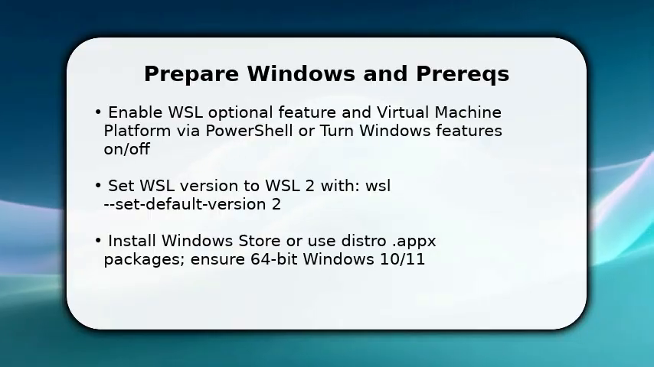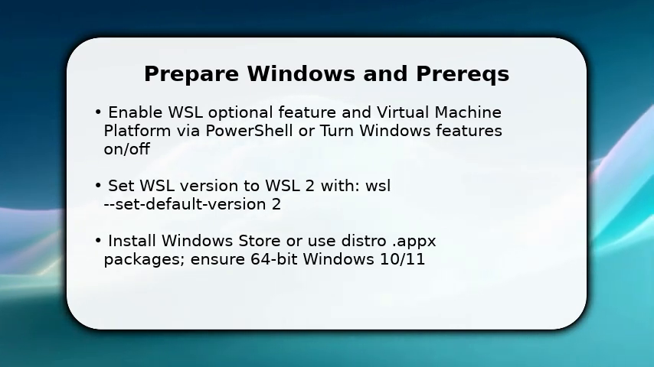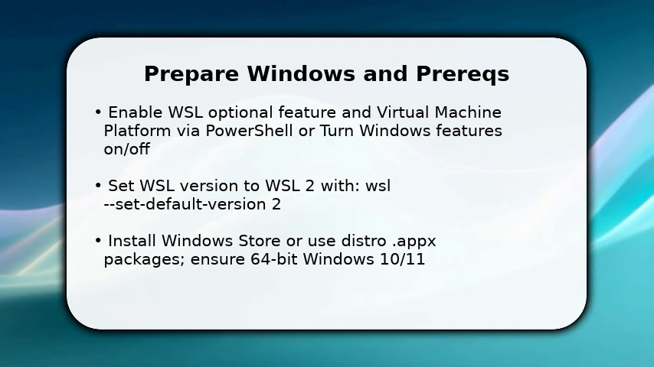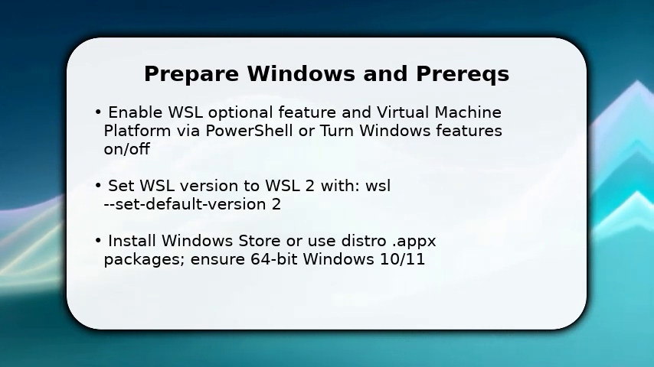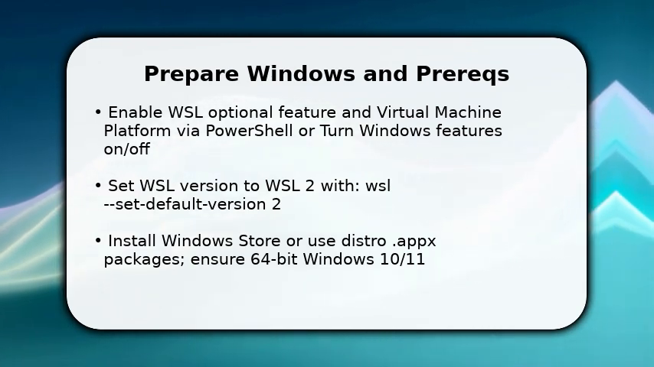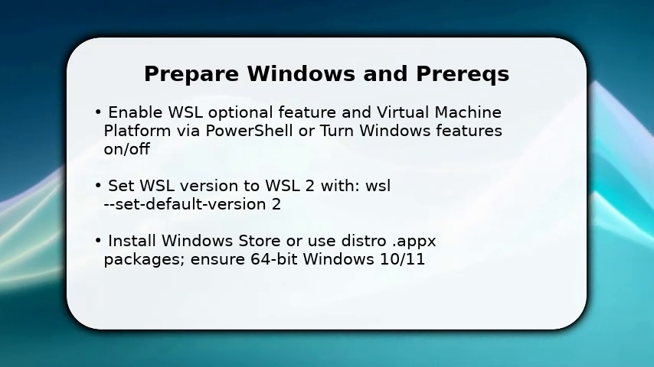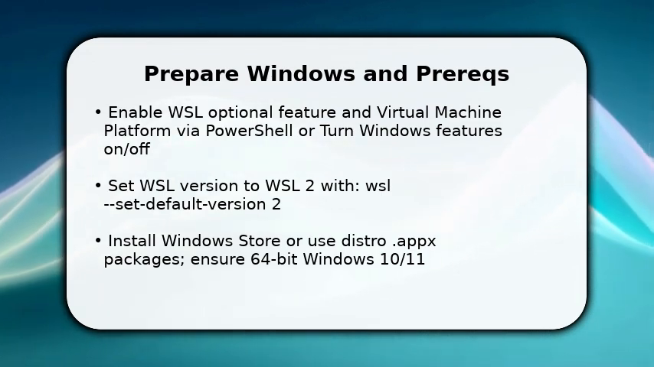You start by enabling the platform that WSL needs, because without that kernel integration, WSL cannot run. Open PowerShell as administrator and enable both the Windows Subsystem for Linux and Virtual Machine Platform. Once done, reboot to apply changes.